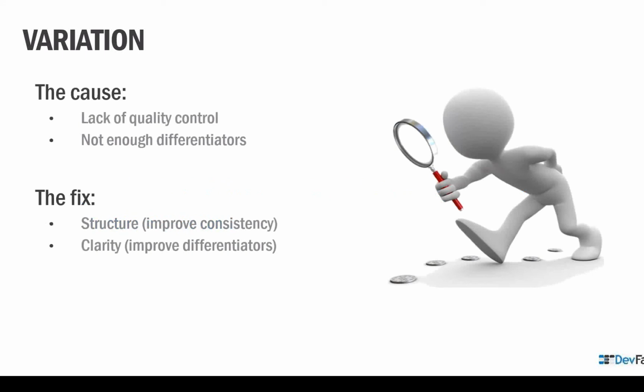So the actual cause of variation is a lack of quality control. Now, in the case of chocolates, it's very difficult to get stabilized quality control because they are handmade, right? And the other is there's not enough variety in the differentiators between them, or the attributes, if you will. So what we can do to fix it is we can improve the consistency by building some structure around them. And then the next is we can build some clarity by improving the differentiators, deciding on specific differentiators that are much easier to do and less likely to cause variety.